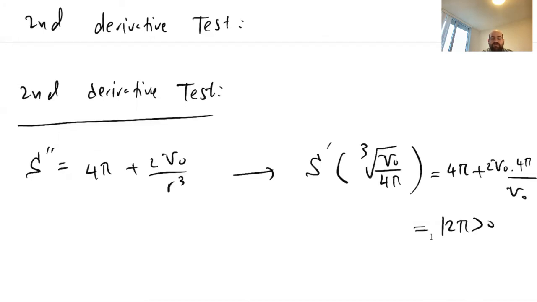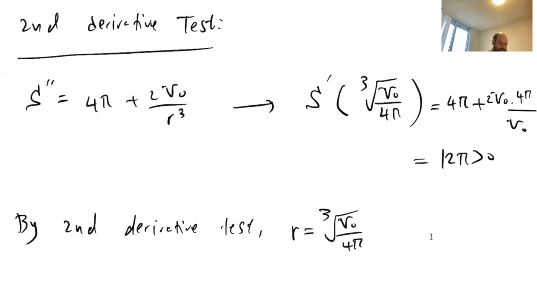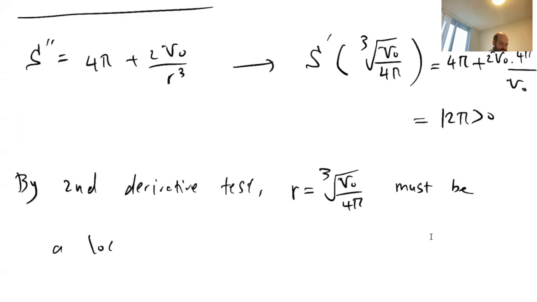So if the second derivative at the critical point is positive, what does that tell us? That means that the critical point must be a local minimum. So by the second derivative test, R equals the cube root of V0 over 4 pi must be a local minimum.